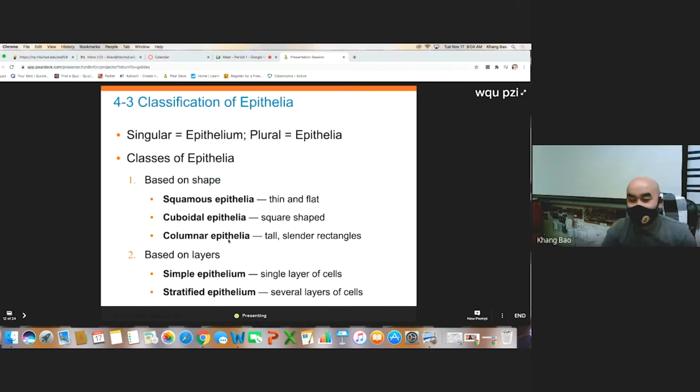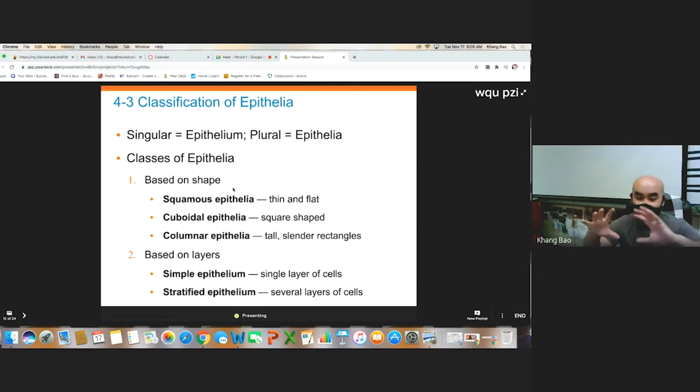All right, the next thing is, how do we classify epithelia or epithelium tissue? How do we classify them? By the way, sometimes you hear the word epithelium, that means one tissue or one cell. When you hear epithelia, that means plural, many. Same thing like bacteria. When people say the word bacteria, that means many bacteria. If they talk about one bacteria, they have to say bacterium. Okay, so keep that in mind. Singular and plural.